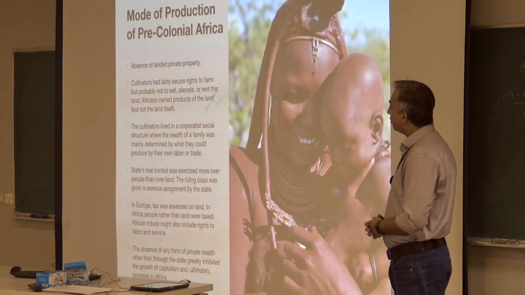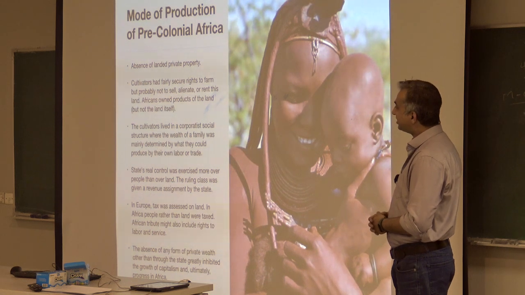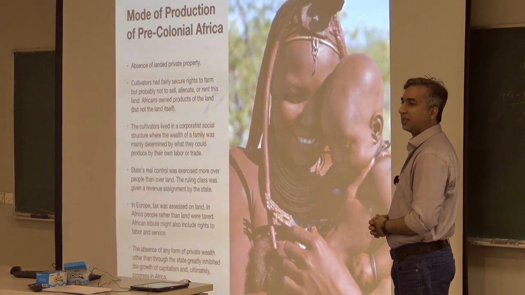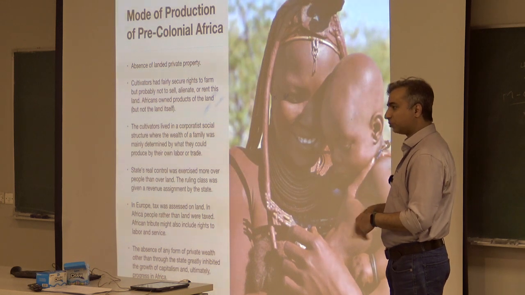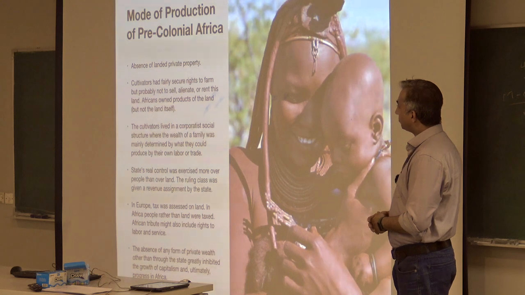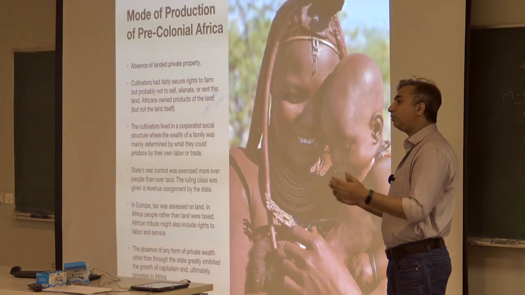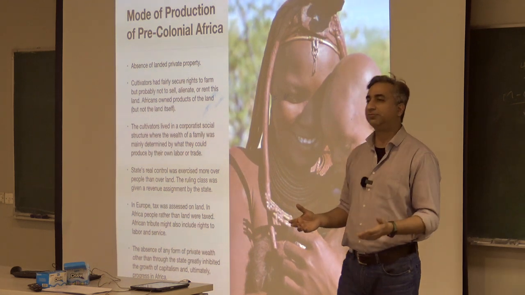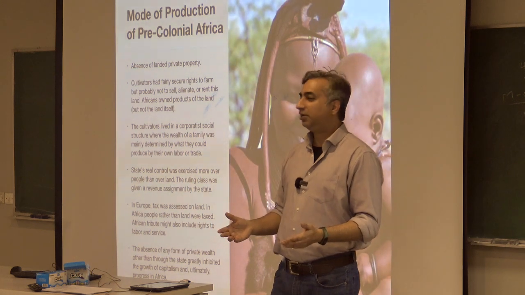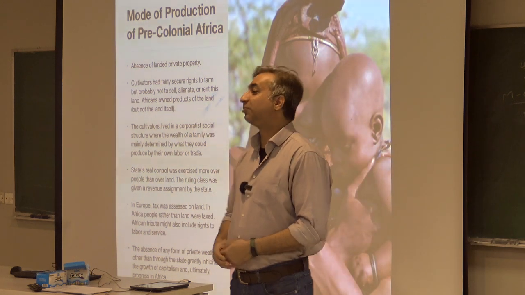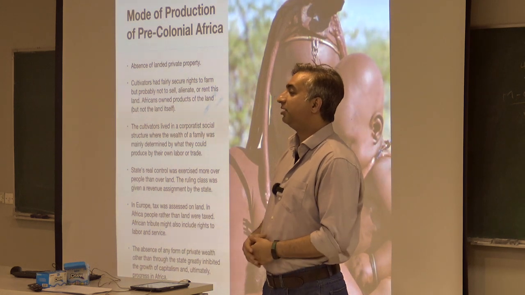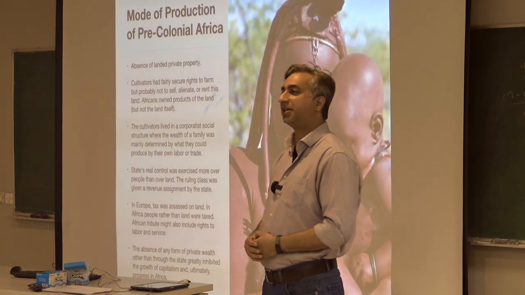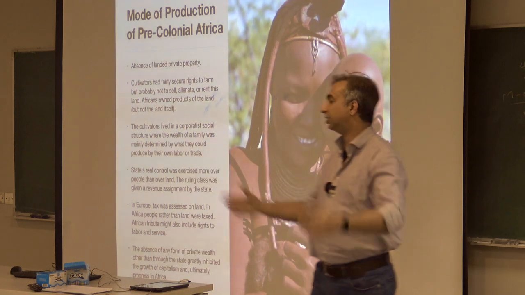Cultivators had fairly secure rights to farm, but probably not to sell, alienate, or rent this land. So you could farm the land, but you couldn't sell it. Alienate also means the same thing, to sell something, or rent it out, etc. Land was actually plentiful. Land was not the problem. If you wanted to do agriculture, it wasn't land which was the main problem. The problem may have been water. The problem may have been seeds. The problem may be labor. The problem may be other things, wild animals, etc. But there was a lot of land.